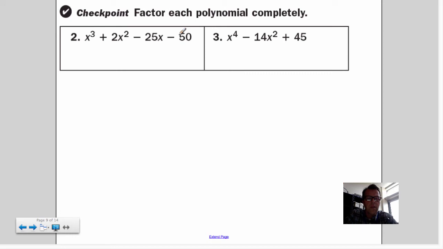Hey, why don't you give these guys a go? I think the first one is going to be a factor by grouping. And the second one looks like a factor using quadratic techniques, even though it's a fourth order. When you're ready, hit play.